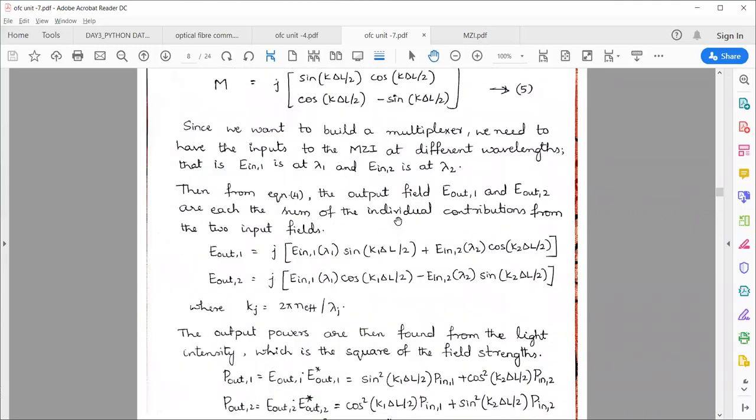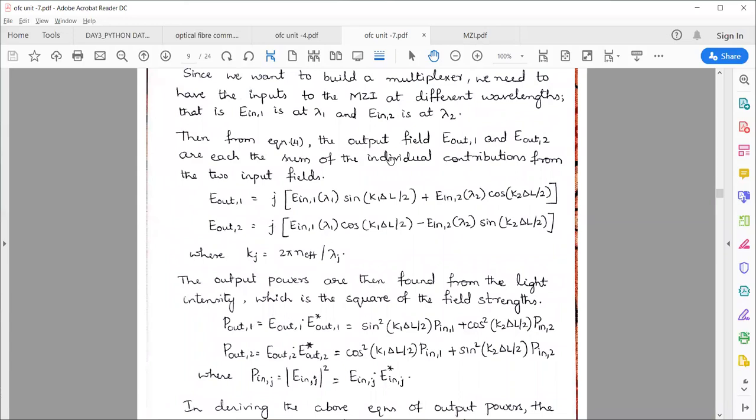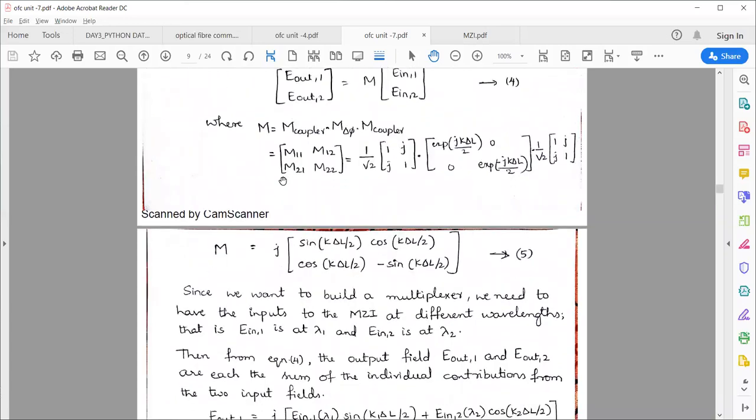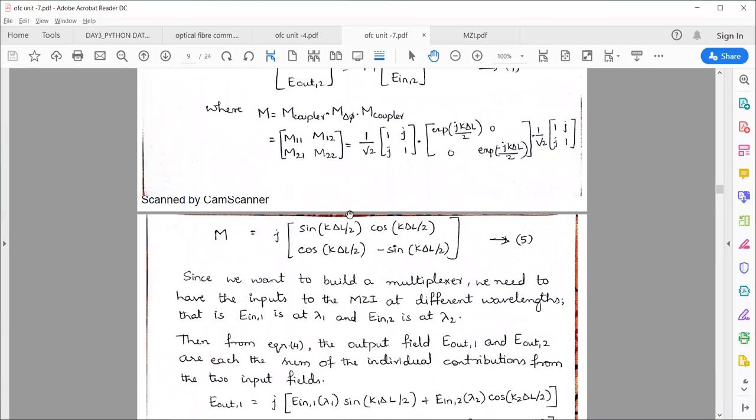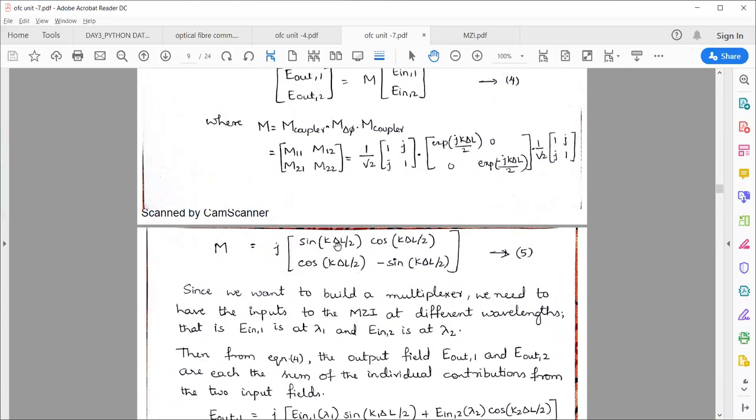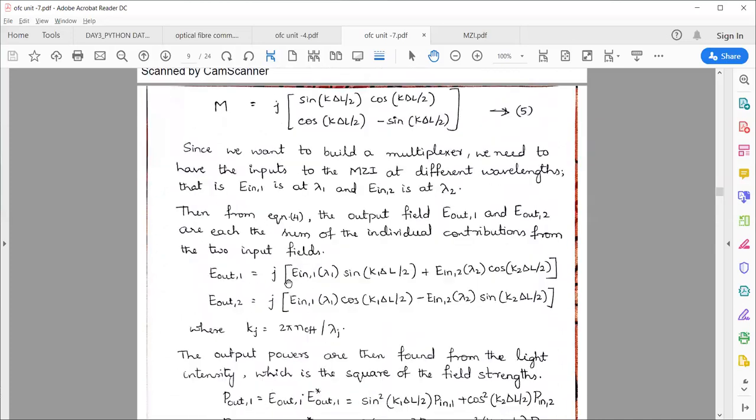So you can have E out 1. The output fields E out 1 and E out 2 are the sum of the individual contributions of the two input fields. That means you just have to multiply this M which we have obtained here with E in 1 and E in 2, so that you end up getting such an equation for E out 1 and E out 2. So E out 1 is j into E in 1 of lambda 1 sine of k1 delta L by 2, plus E in 2 of lambda 2 cos of k2 delta L by 2.